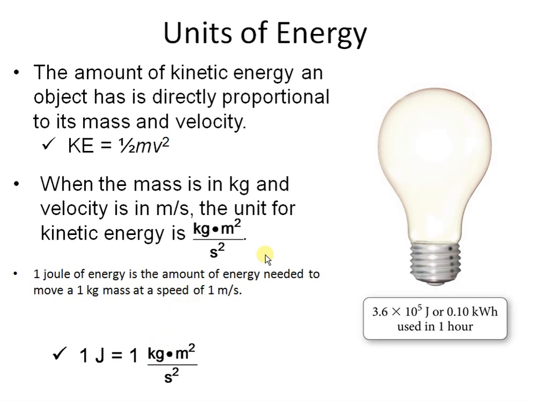Now, just to give you an example of how much energy that is, if you have a light bulb running for about 1 hour, you are using about 3.6 times 10 to the 5th joules. Now, notice here that we also have kilowatt hour. And this is because it has been common practice not to measure energy but power. And power is the amount of energy that you use per second, or per unit of time.